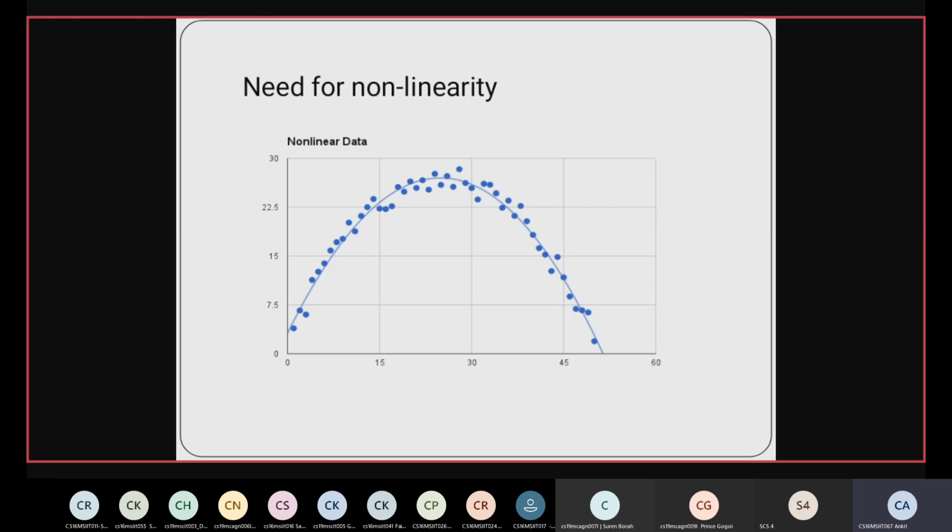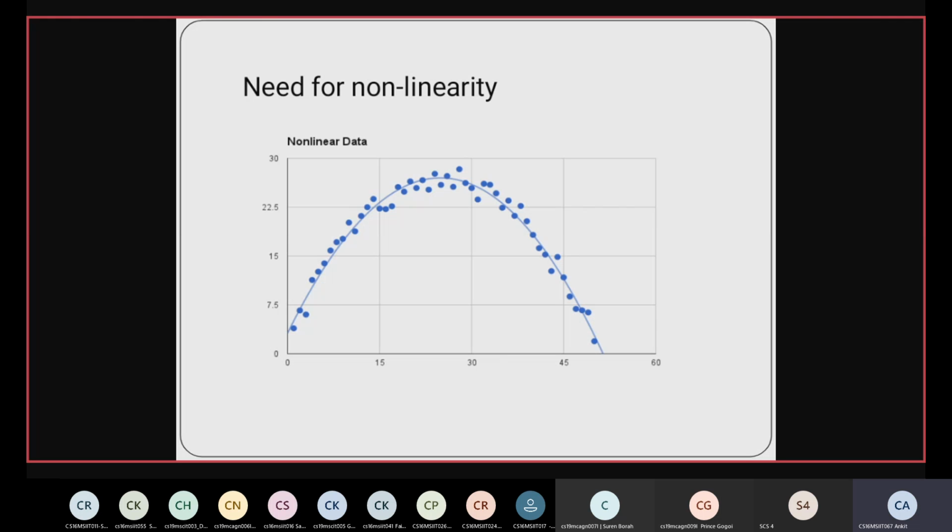So here in this graph, you can see that it helps the neural network to present the graph in this curve type, and so it will be easy for us to generalize the data.